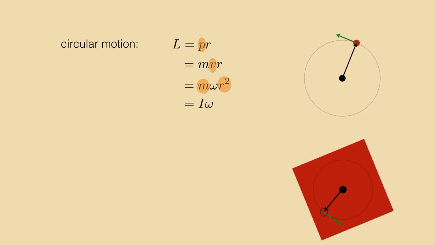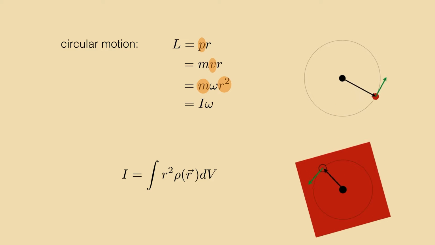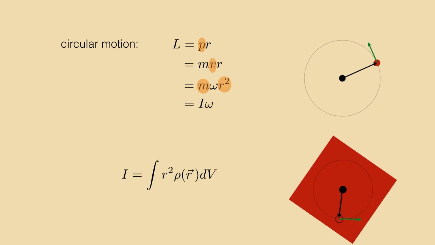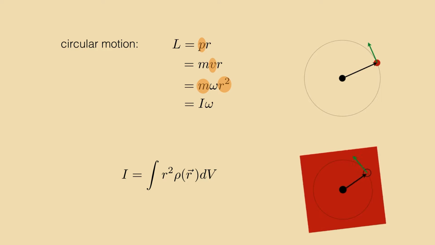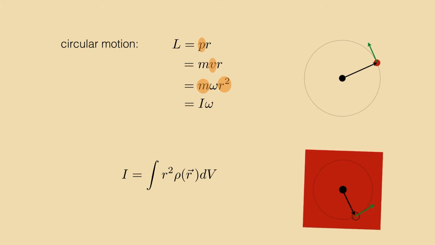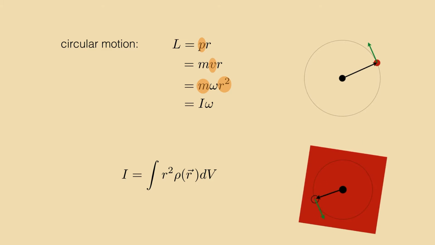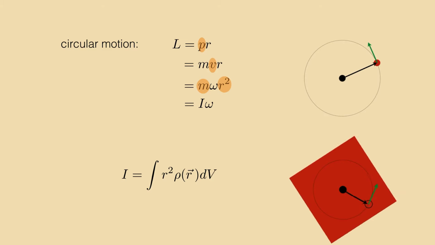If we have not just a single mass point, but a more distributed mass spinning around a single point or an axis, we actually sum up all the moments of inertia of any single point in this distributed mass. So it will be an integral over the whole space of the square of the radius times the mass density rho at a single point.